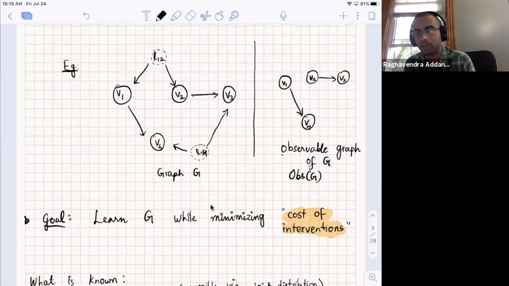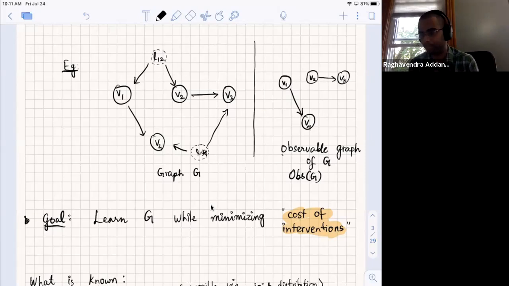So here's an example of a causal graph. V1, V2, V3, V4 are observable variables sharing the edges as shown, and L1, L2, L3, L4 are latents affecting V1 and V2, V3 and V4 respectively. We also define the observable graph as the induced subgraph on the observable variables V. This is a useful notion which we'll come to.